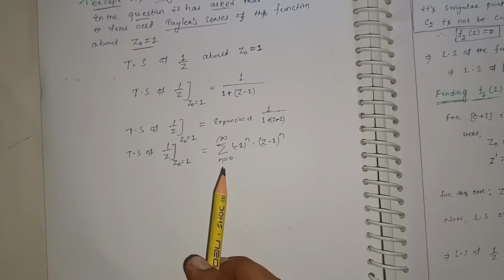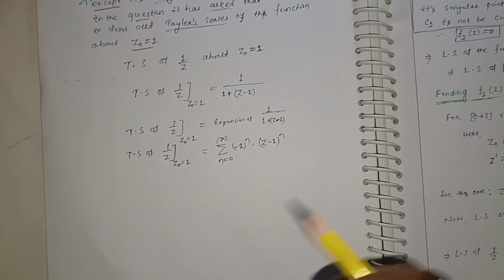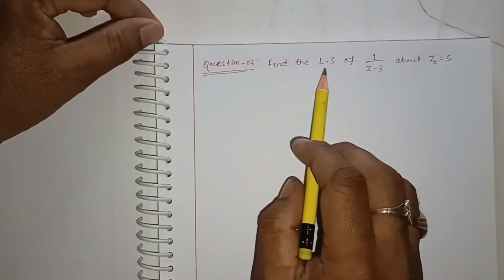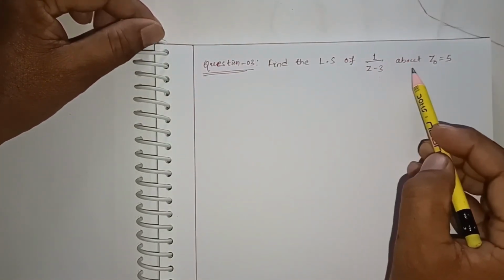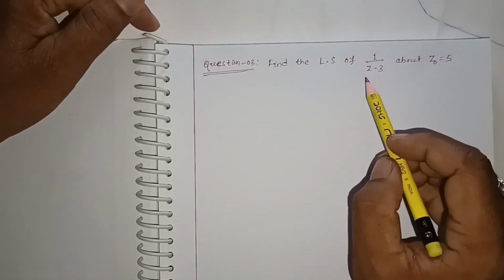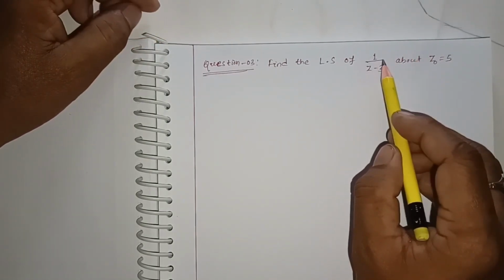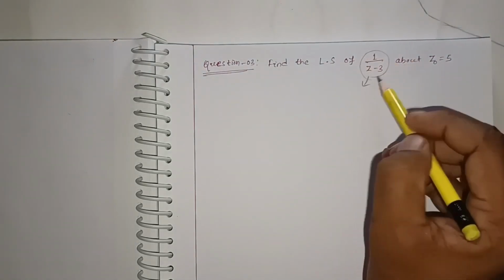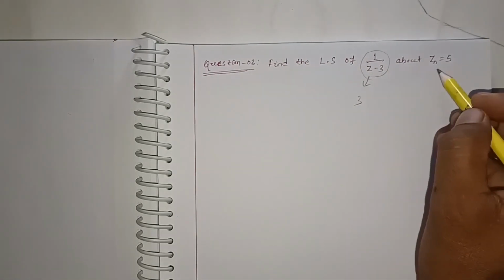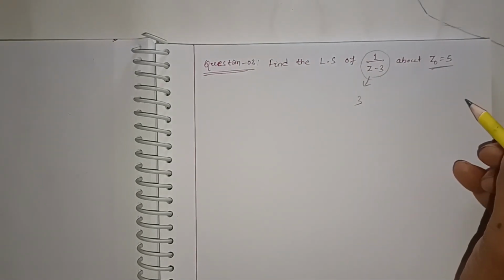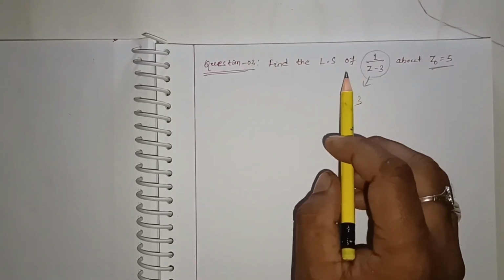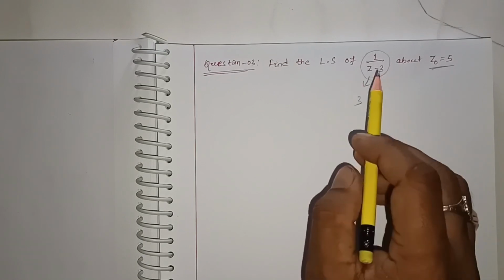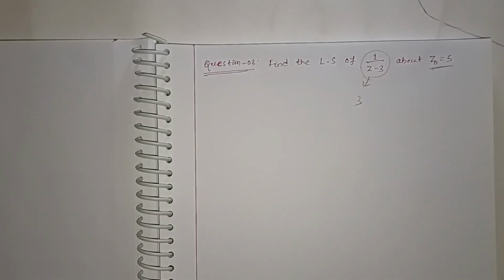Okay, so here we are going to stop today's discussion. In our next class we are going to take another question: finding the Laurent series of 1 by z minus 3 about z0 equal to 5. This is the case where we have to find the Laurent series not about its singular point. Its singular point is 3, but we have to find the Laurent series about z0 equal to 5. That means in this question we have to find the Taylor series of this function about z0 equal to 5.